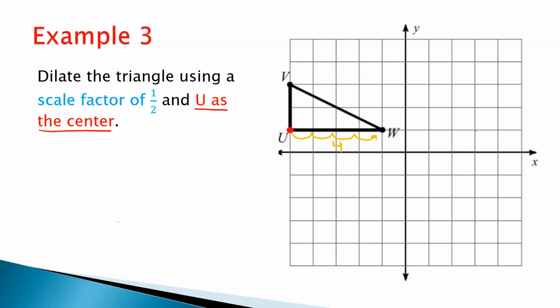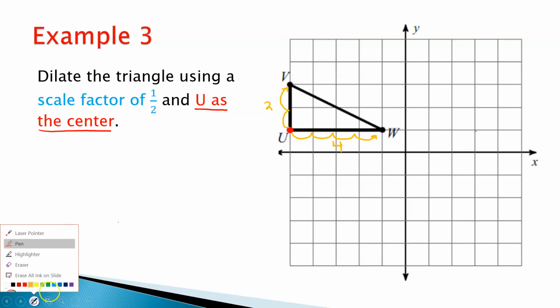We're going to shrink that by a scale factor of 1/2. Same thing from U to V. U to V used to be 2 units. We're actually going to take those lengths and apply our scale factor, and we're going to start to shrink our triangle. You're going to see that here in a second. So let me start down there with 4.